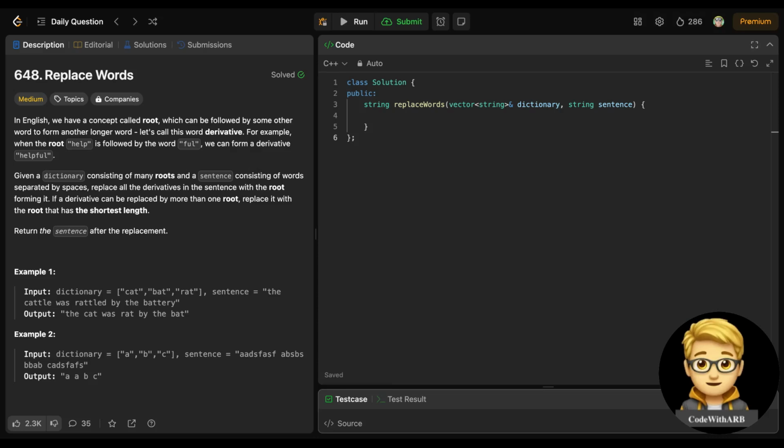We will solve today's LeetCode problem. This is LeetCode medium, Replace Words. Let's see what the question is.